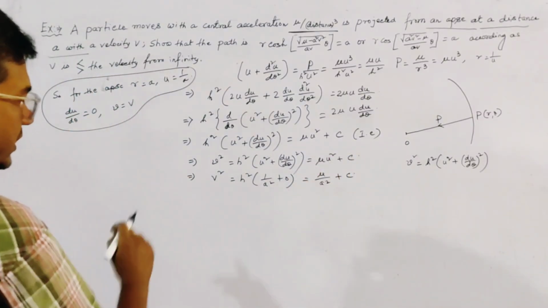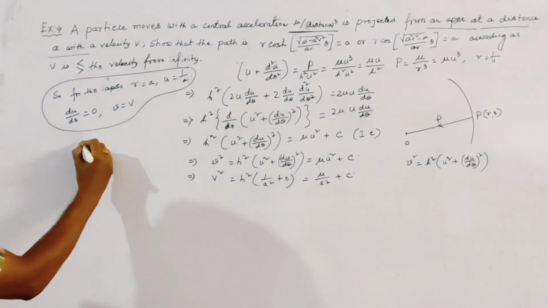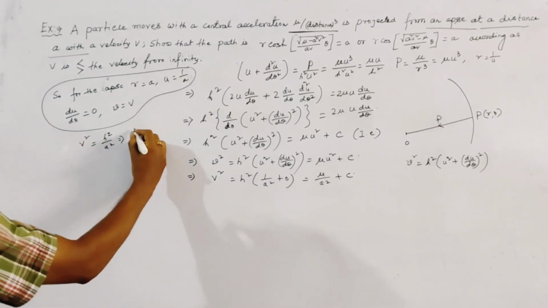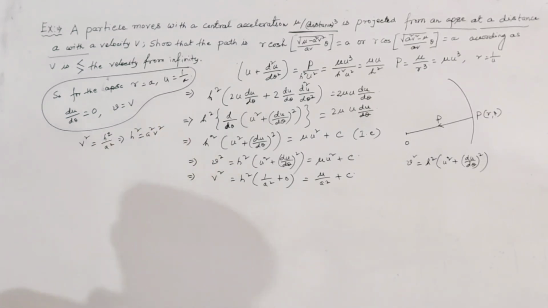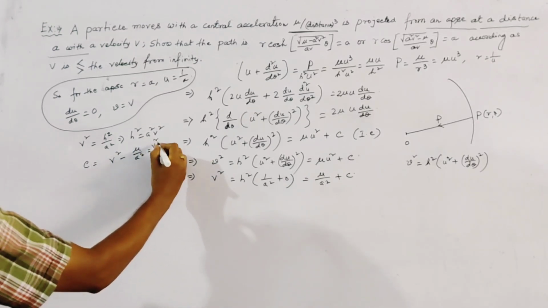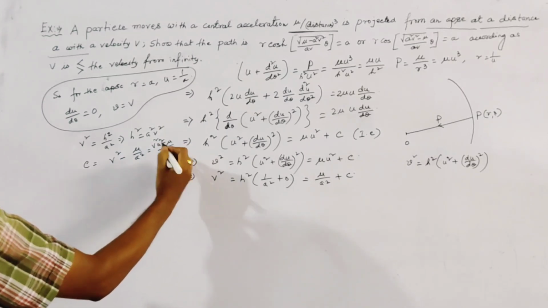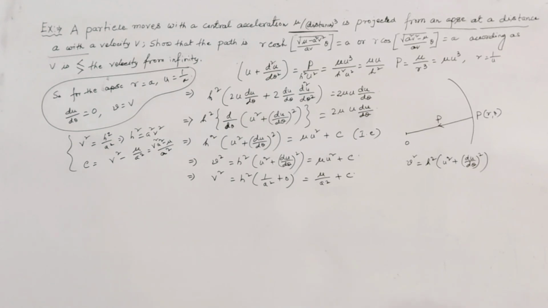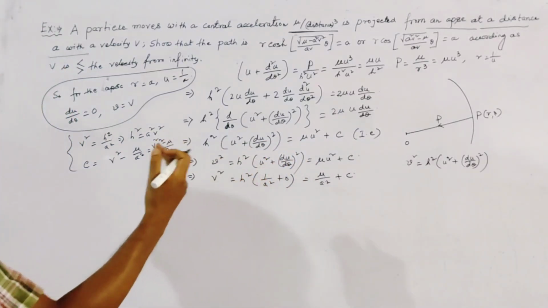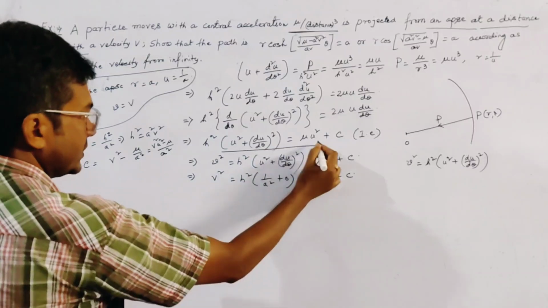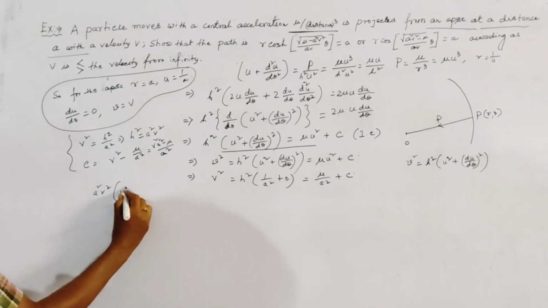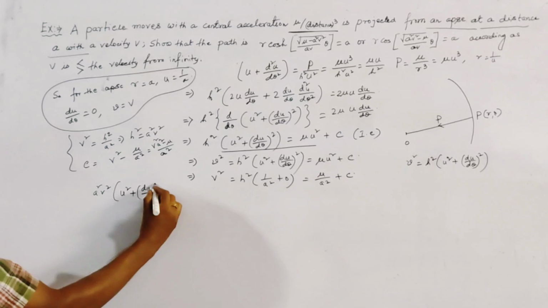Okay, and from this relation we get V² = h²/a², which implies h² = a²V², and also we get c = V² − μ/a², that is (V²a² − μ)/a². We get these two results. Now putting these two results in place of c and h², we get from this relation, a²V²(u² + (du/dθ)²).